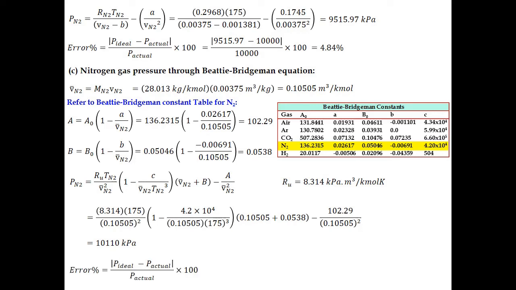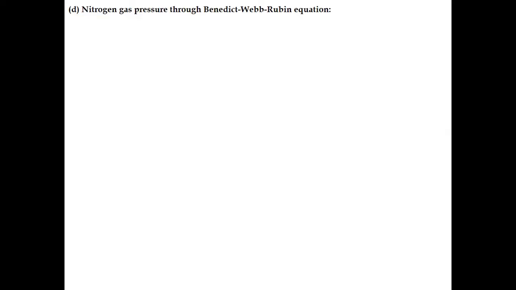Calculate the error percentage in order to make comparison with the actual one. 10110 minus 10,000 kilopascal divided by 10,000 kilopascal. So we'll have the error percentage is 1.1%, which is less compared to the previous equation, the van der Waals equation. Which means the Beattie-Bridgeman equation is more accurate compared to the van der Waals equation. The last equation, where we need to determine the nitrogen gas pressure through the Benedict-Webb-Rubin equation.